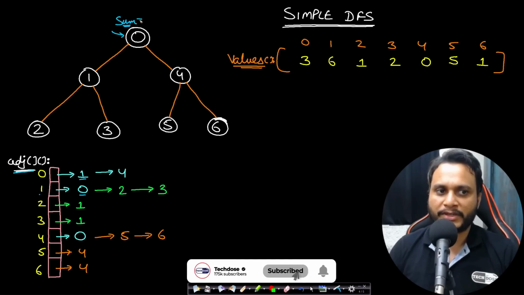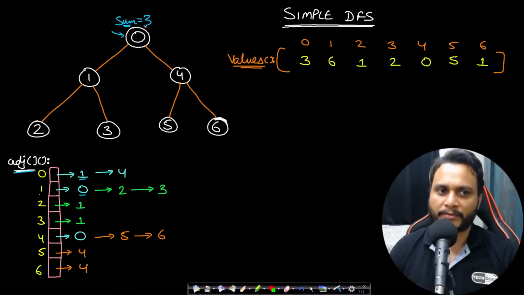If I start at 0, initially my sum value will be whatever is the value at 0, which is 3. Okay, and I will try to get the left sum. Now let's make the left call. So when I make the left call, I'll be going to this one. What is the sum value here? The sum value at this one is 6. So I'll assign 6 here. Let's go to the left hand side. Here the sum value assigned will be equal to, you can see here, it will be 1.